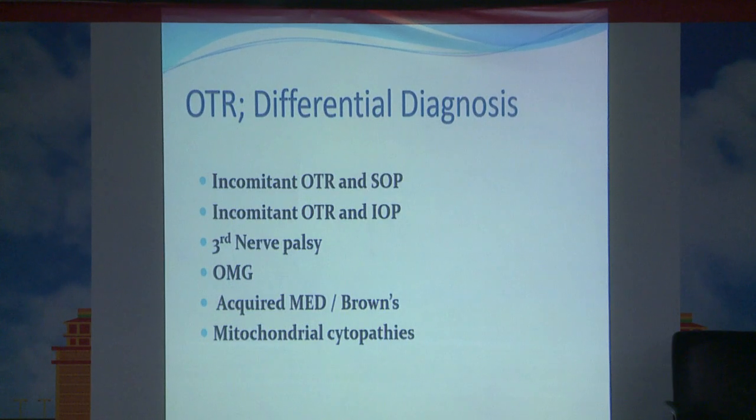Now the differential diagnosis will depend upon whether it is incomitant or comitant. Third nerve palsy, ocular myasthenia gravis, acquired MED, Brown's, and mitochondrial cytopathies. All these acquired conditions have to be kept in mind. Most important to look at is acquired superior oblique palsy and acquired inferior oblique palsy, because these two conditions get mixed up very well with a skew.